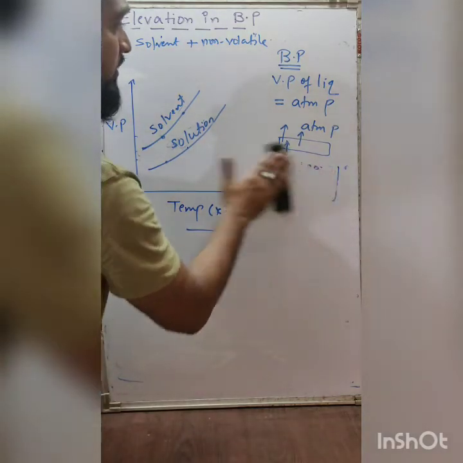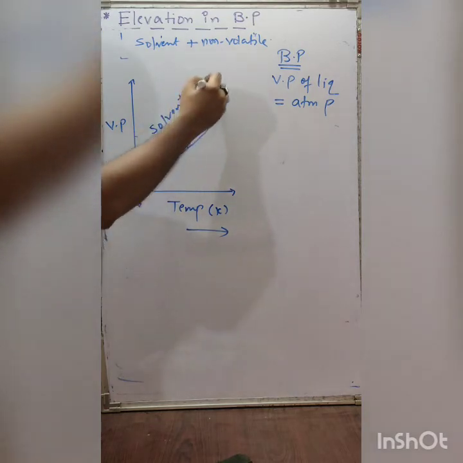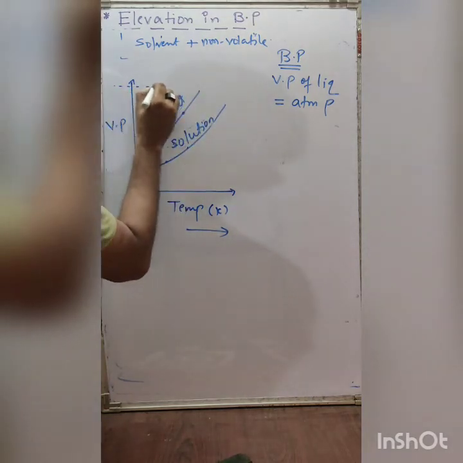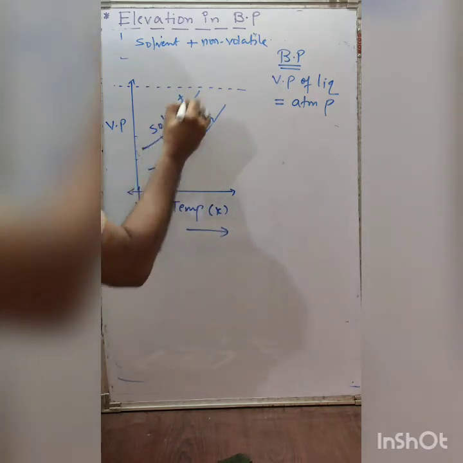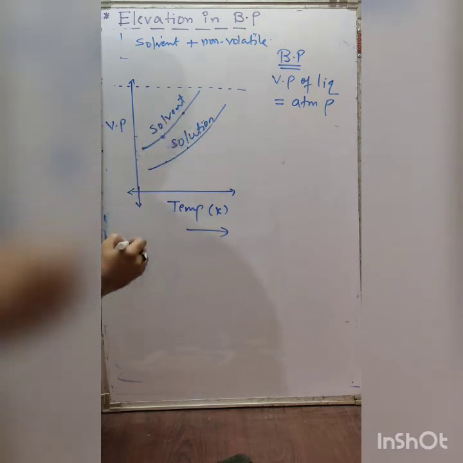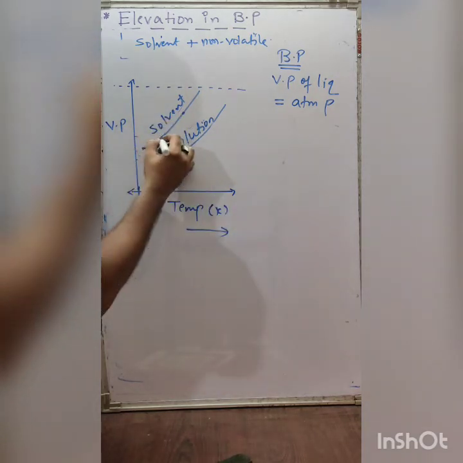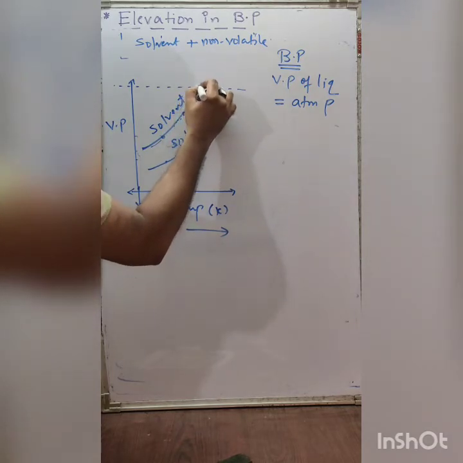So we will connect with the graph here. Suppose I have taken a solvent. Definitely with an increase in temperature, vapor pressure increases. The vapor pressure of the solvent goes on increasing. Temperature increase करो, vapor pressure क्या हो रहा है? Increase हो रहा है. Vapor pressure increase होते होते किसके बराबर हो गया?